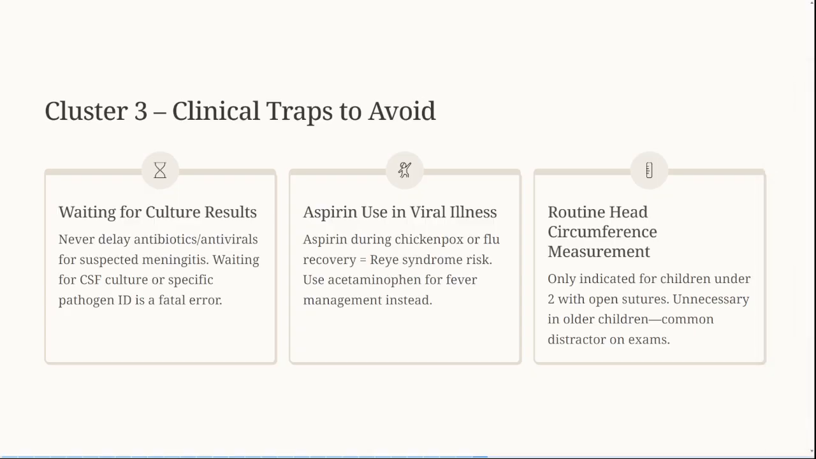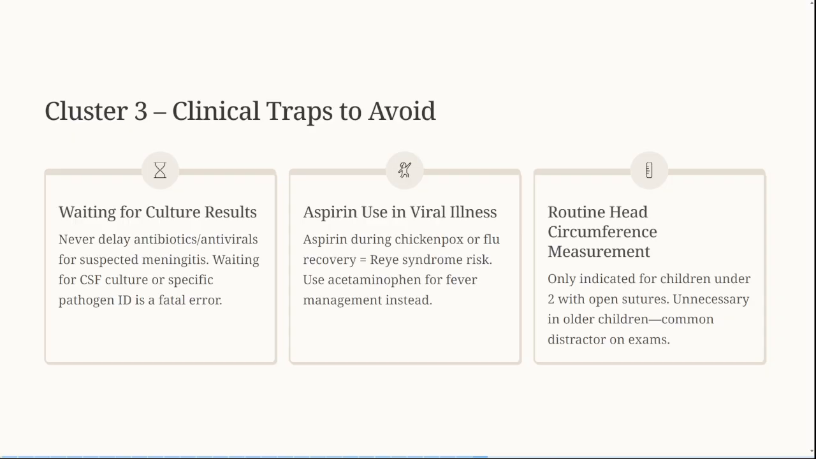Or that ascending weakness in GBS. Red flags include low CSF glucose, a hemorrhagic rash, or a rapidly declining respiratory effort. Priority actions are immediate initiation of antibiotics and antivirals, and a rigorous respiratory assessment in GBS. And the clinical traps are waiting for culture results to treat, or using aspirin during a viral illness because of that Reye syndrome risk.